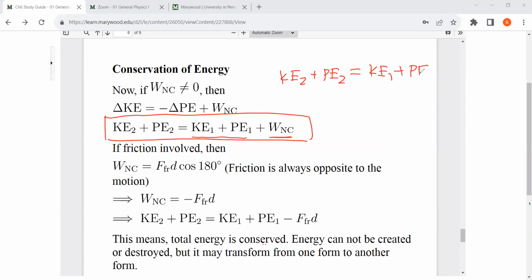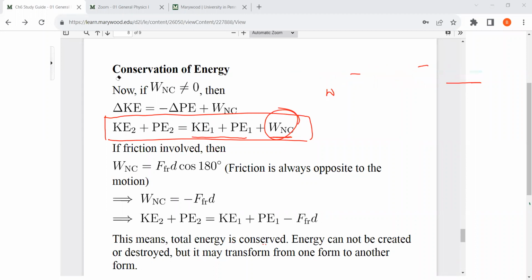Now, when there is a contribution from non-conservative force, we have to add it to the position 1, the initial position. So remember that in conservation of energy, when there is a contribution from non-conservative force, it should be added to the mechanical energy of the initial position. So here I add WNC with this one, KE1 and PE1. All right, so this is the conservation of energy.